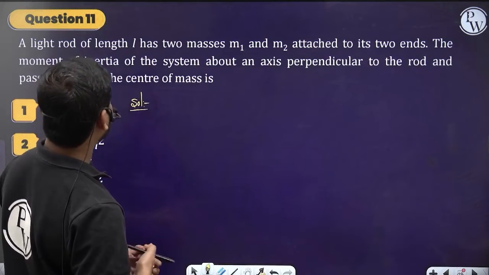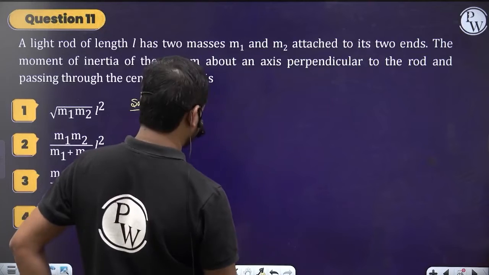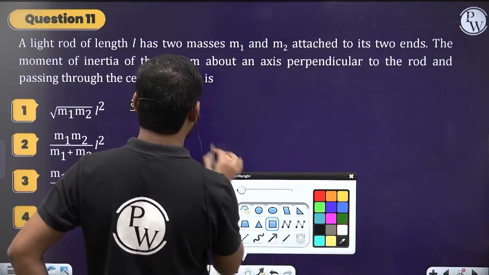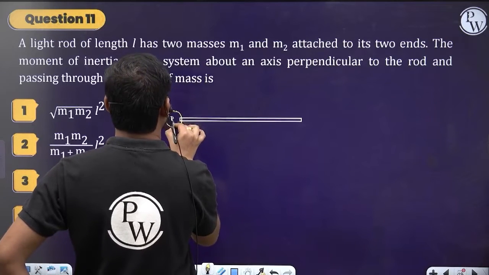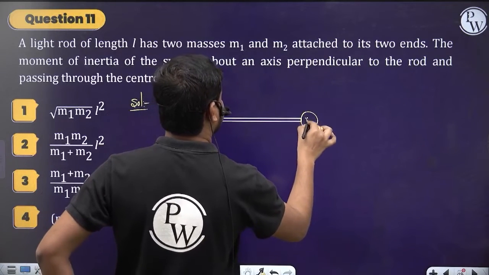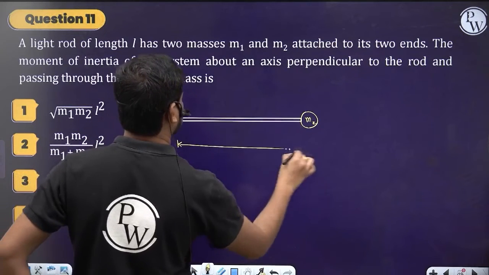A light rod of length L has two masses M1 and M2 attached to its ends. So let me take a light rod, this one. There are two masses attached to it. This side the mass M1 and this side the mass M2. So two masses attached, and the total length of it is how much?